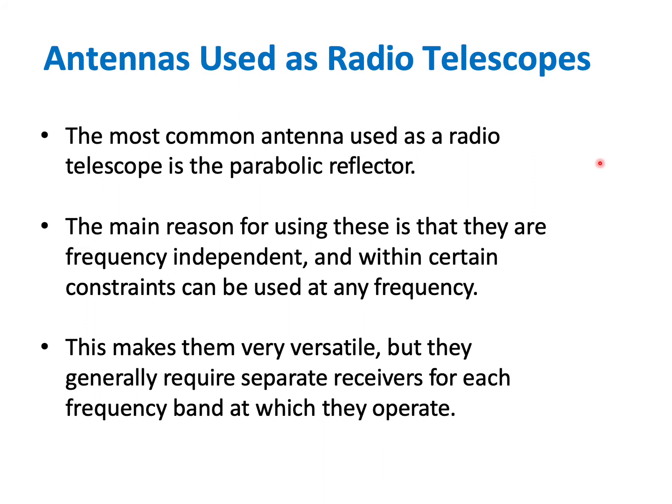As I said before, the most common antenna we use in radio astronomy is the parabolic reflector. The main reason for that is because it's frequency independent, so we don't have to worry about frequency constraints. The only problem is we generally need separate receivers for each frequency band we want to look at.